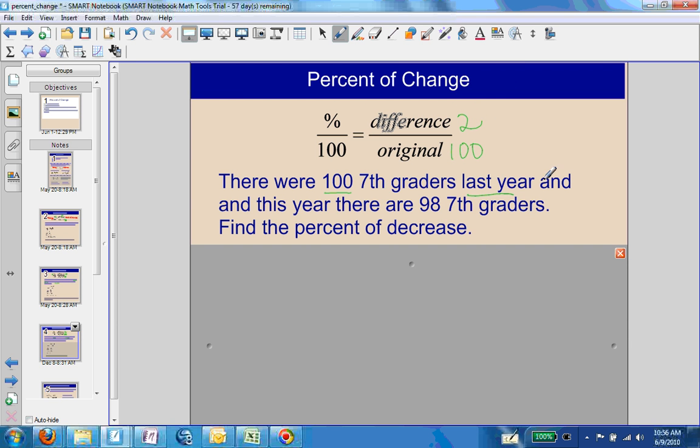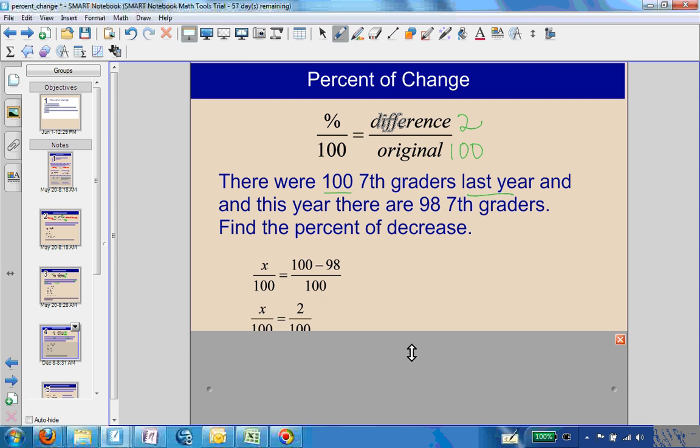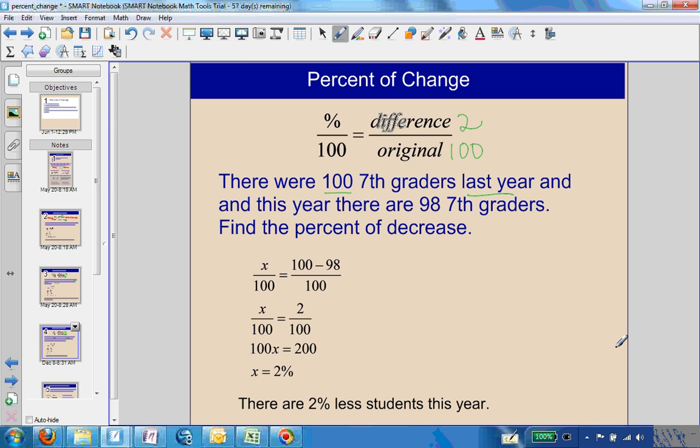Well, this one should be pretty easy. We're finding the percent of decrease. Well, it's obviously going to be 2 because 2 out of 100 equals 2 out of 100, so it's going to be 2%. But if you don't believe me, here's the actual proportion. So 2 is 2% of 100. So there are 2% less students this year.